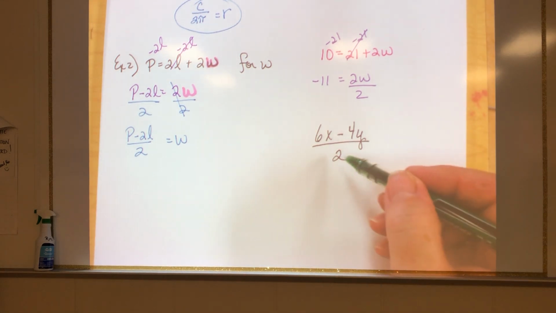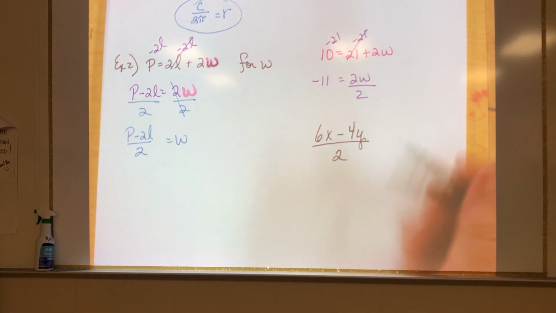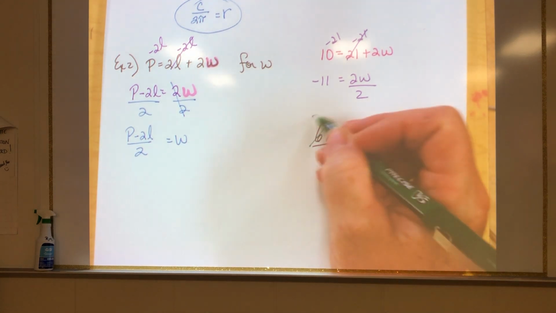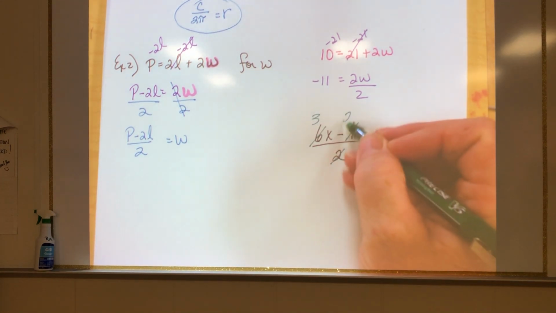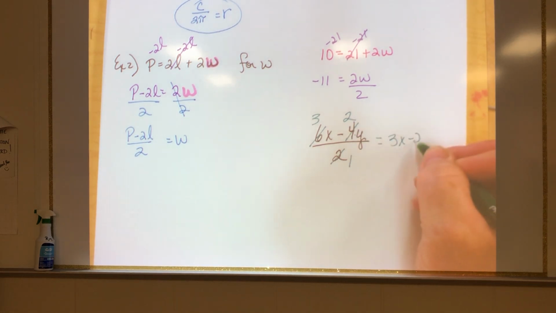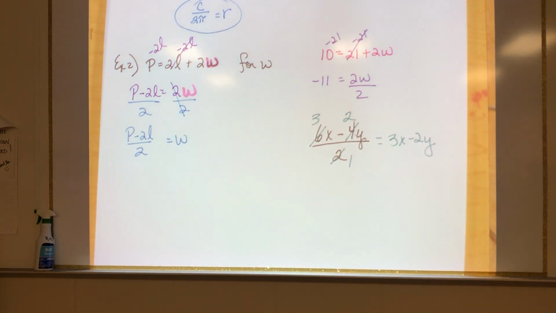Can I take a 2 out of 2 and 6 and 4? Yeah. Then we should do it. That's a 1. What does this become? 3. What does this become? 2. So it's all over 1, so it's just the top: 3x minus 2y. This is out of 1, right? Yes, it is.